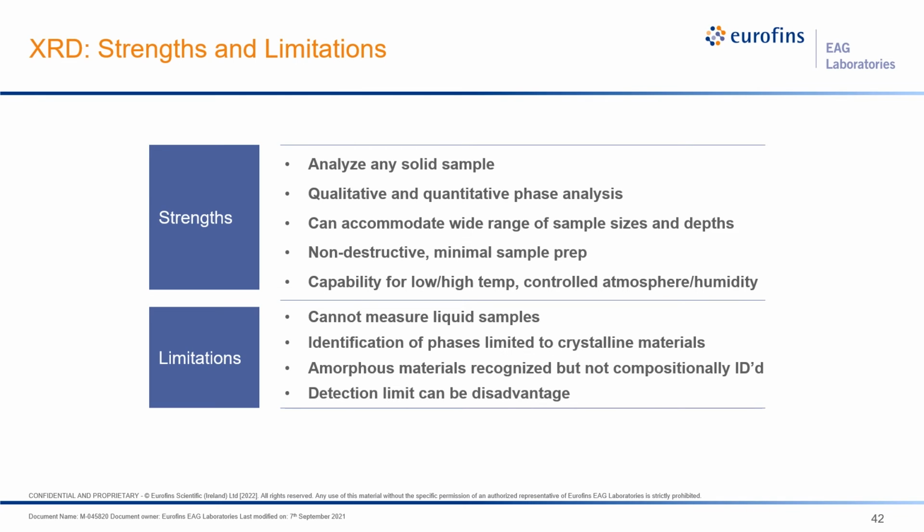Some of the limitations include the fact that we can't measure liquid samples, but that makes sense because we would need to be looking for a structure. We can identify amorphous materials, but we can't identify them compositionally, only tell you that we have some amorphous material in there. Finally, our detection limit can be a bit of a disadvantage, but there are some ways around this.